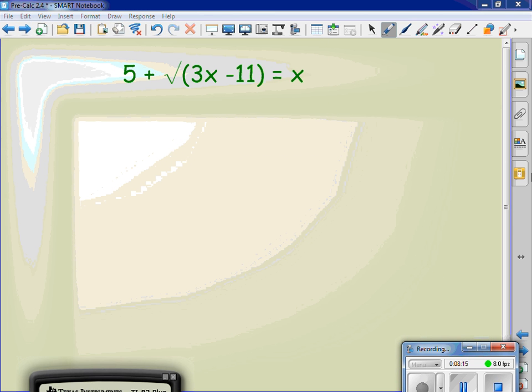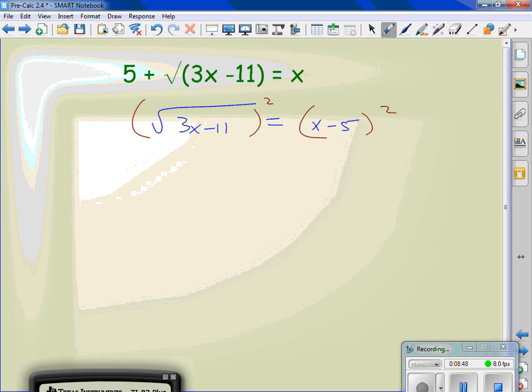For solving this one, what's the main issue in this problem? Square root. How do I get rid of a square root? Square it. But in order to square it, that has to be the only thing on that side. So I've got to move this 5. Square root of 3x minus 11 equals x minus 5. I move it over. Now I have the square root of something equals something. Now I can square both sides.